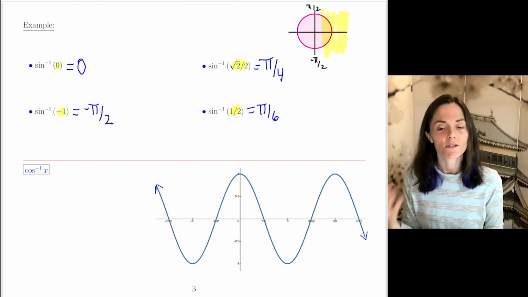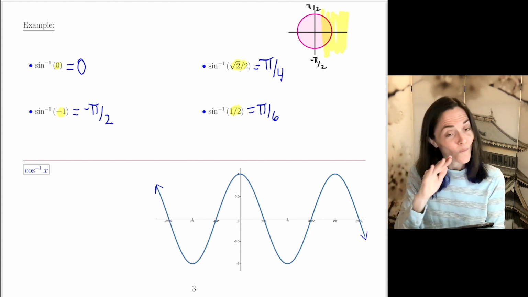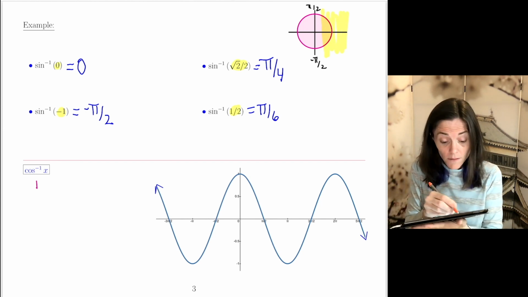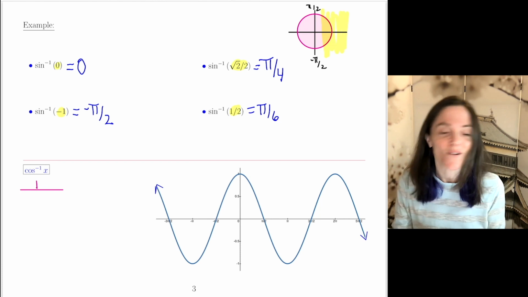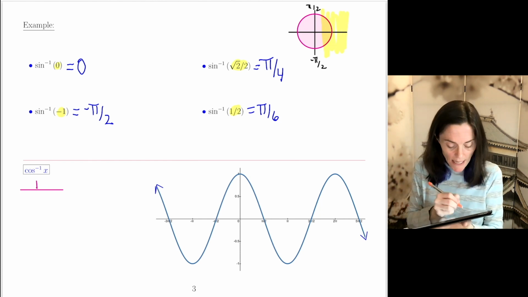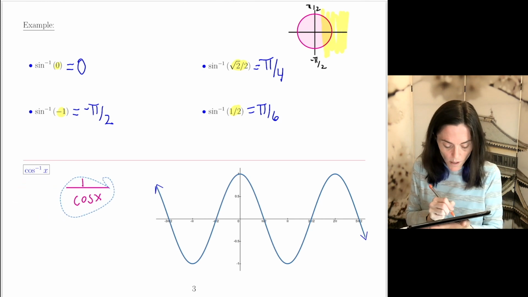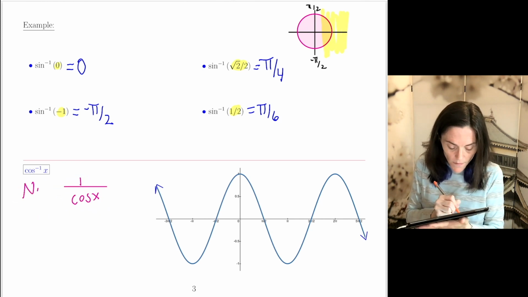Now let's move on to cosine inverse. But once again, I'm trying to make this remark for all the inverse trig functions we study. This is definitely not 1 over cosine. Let me add the word not. This is not this.